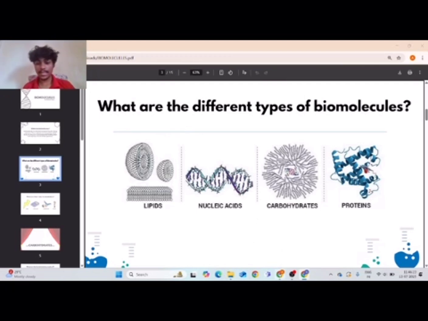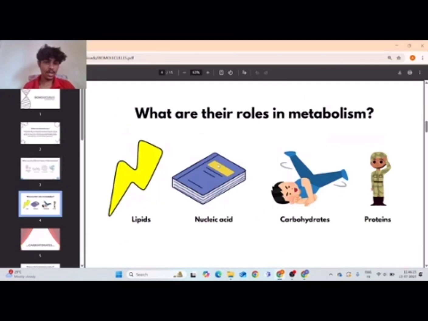Now, the next part of our presentation will be the different roles of these molecules in metabolism. So, let's start with carbohydrates first. Carbohydrates usually serve as a cornerstone in a multitude of metabolic activities. Their main function is the production of energy through the breakdown of glucose into adenosine triphosphate, that is ATP. This is usually done via cellular respiration.